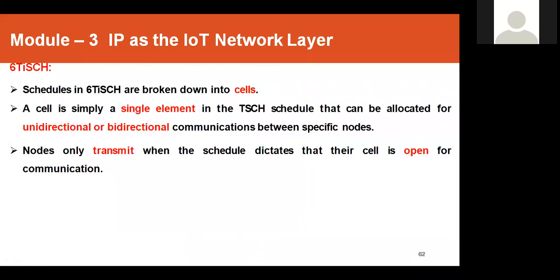Because it's all theoretical, you need to go through all the points, and you need to draw the diagram. Okay, and this TSCH is broken into cells. Each cell is a single element. It can be allocated for unidirectional or bidirectional. I told you already, because we need to allocate time or bandwidth, we need to divide them into cells. Cell is meant for allocating all these things.